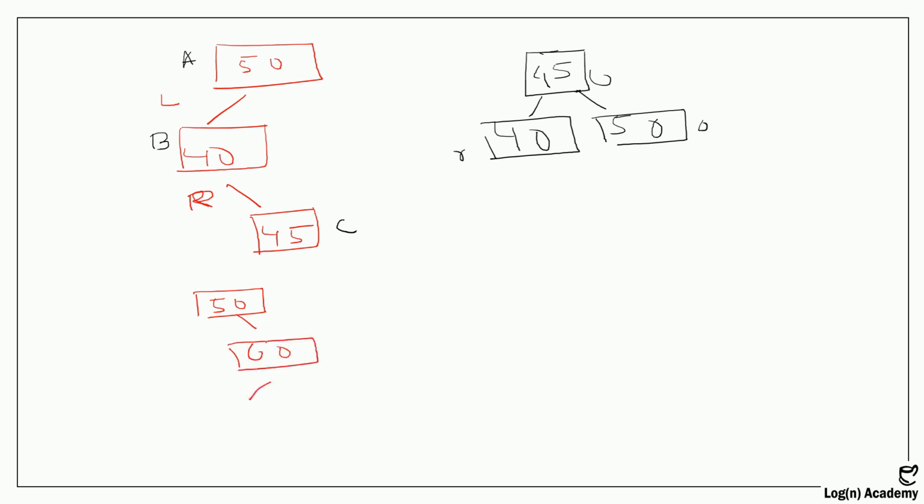Now we will insert 65. Sorry, something will be lesser, so let's insert 55. Okay, let's insert 55. So we have inserted a node on the left hand side of the right subtree. We have inserted a node on the left hand side of the right subtree, and the balance factor is 0 here, the balance factor is 1 here, and the balance factor is minus 2 here.